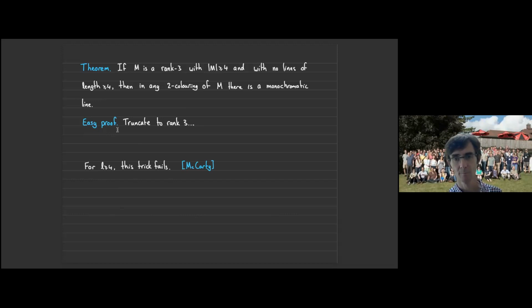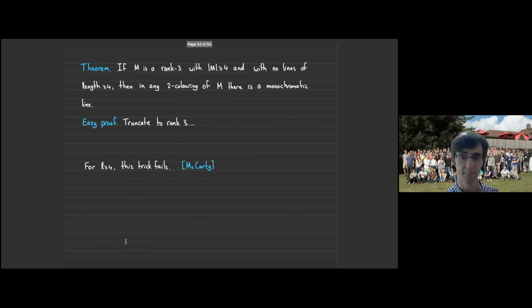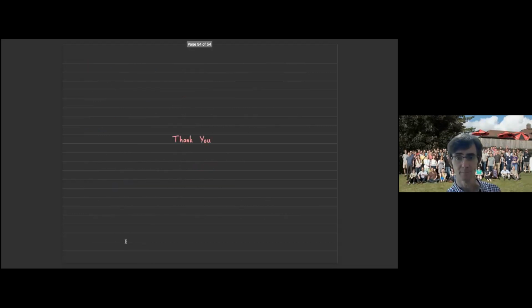So that's the state of what we know. We have this theorem for real representable matroids and binary matroids, and we have this lines conjecture when the line length is 3. At this stage, that's all we know. And that's where I'll leave it. Thanks for your attention.